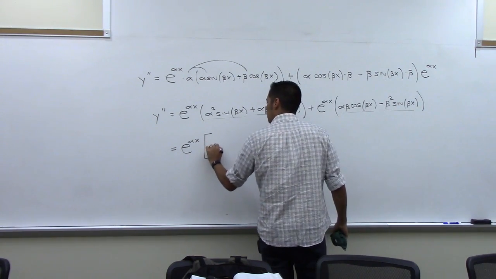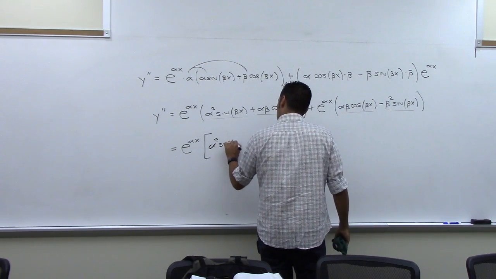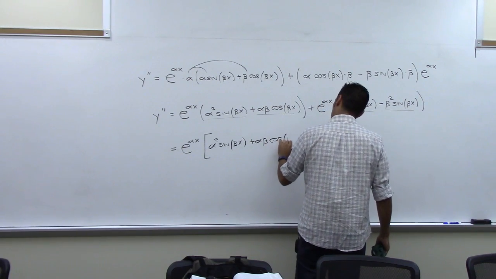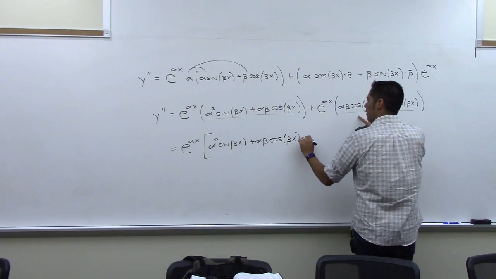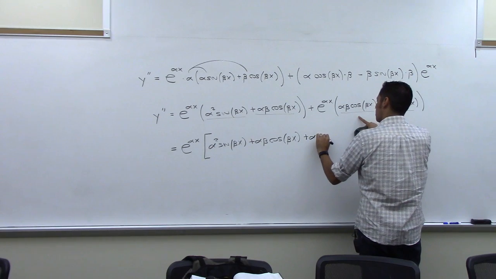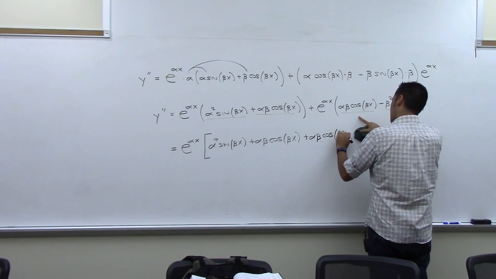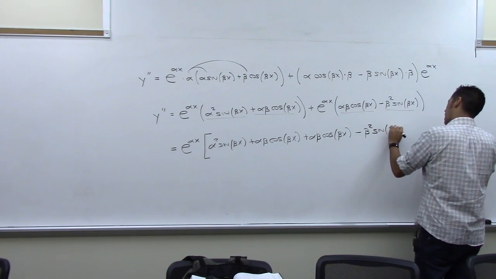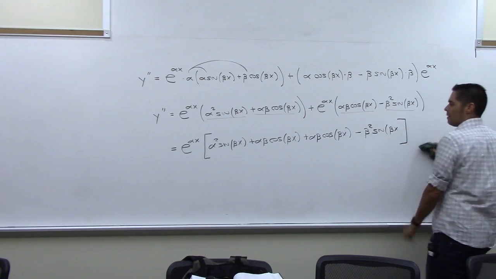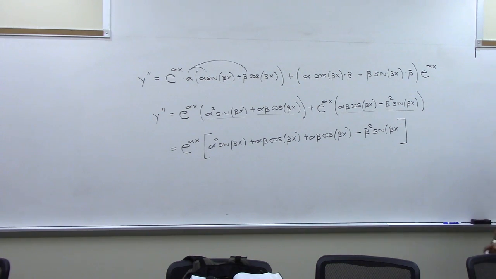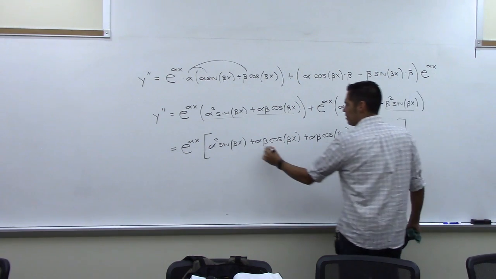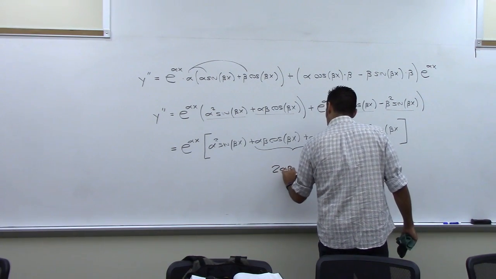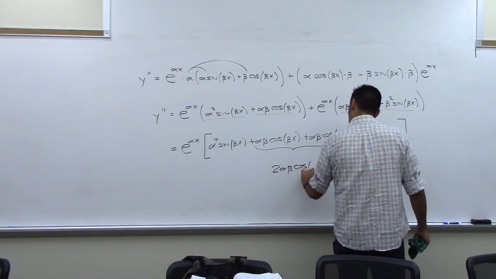So I'll have alpha squared sine beta x plus alpha beta cosine beta x. And then over here I have another alpha beta cosine beta x. And then over here I have a minus beta squared sine beta x. And I have some like terms here. These are the same. So that becomes 2 alpha beta cosine beta x.